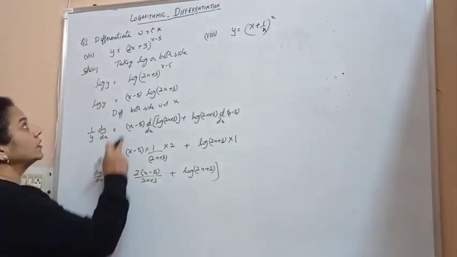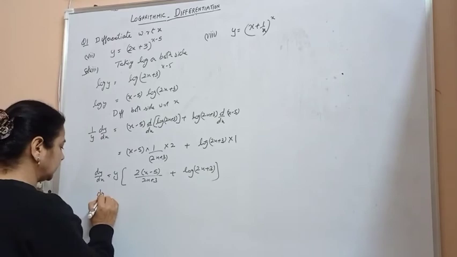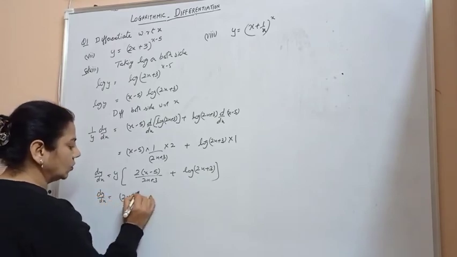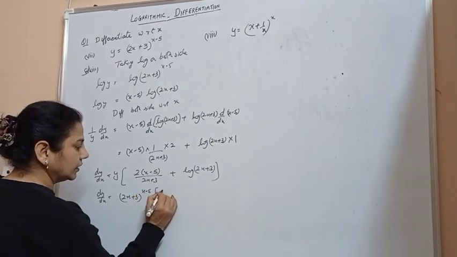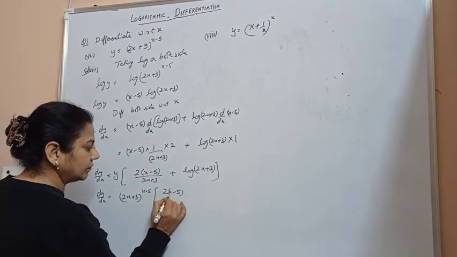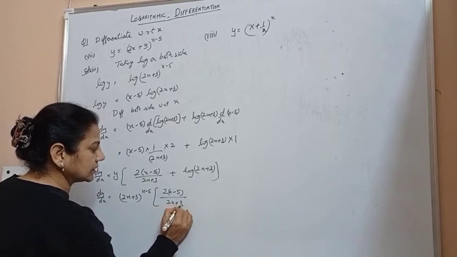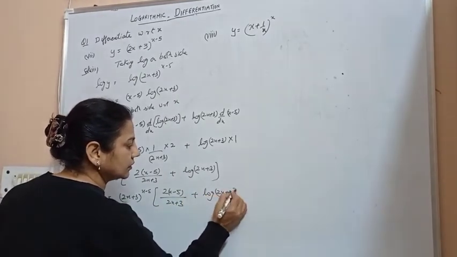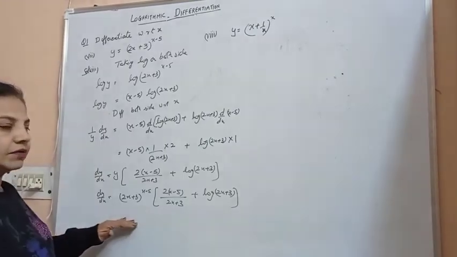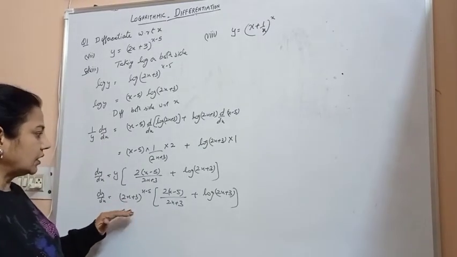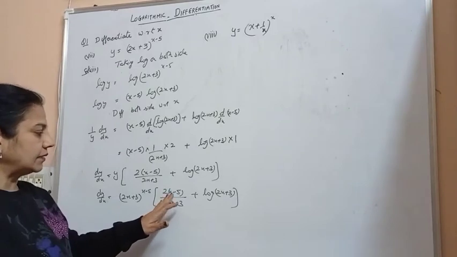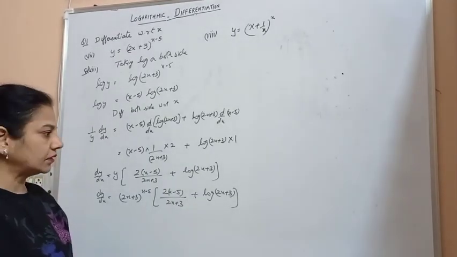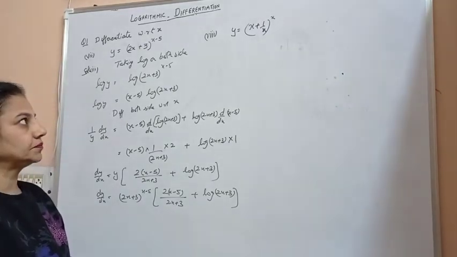So replace y with the given function. I get dy by dx as (2x plus 3) to the power x minus 5, times 2 times (x minus 5) upon (2x plus 3) plus log (2x plus 3). So thus we get the derivative of the given function as the function into 2 times x minus 5 upon 2x plus 3 plus log (2x plus 3).